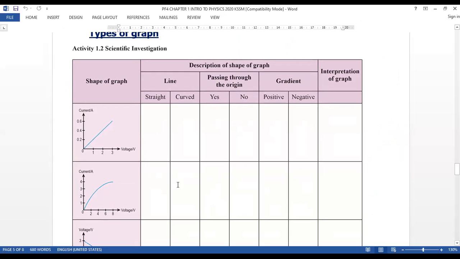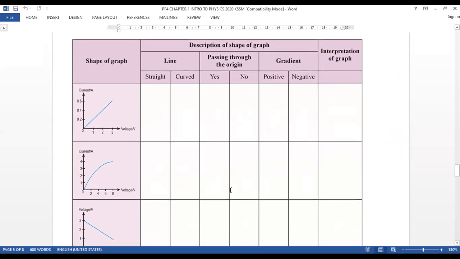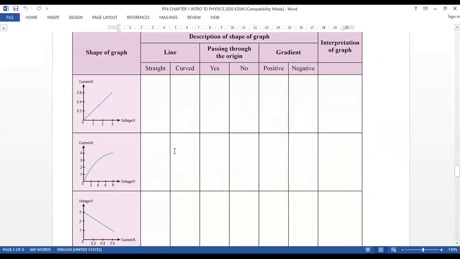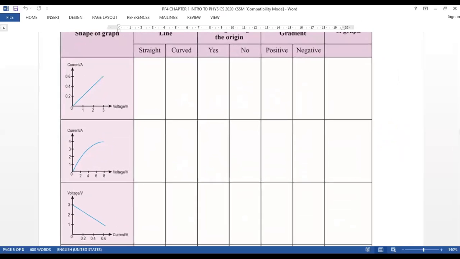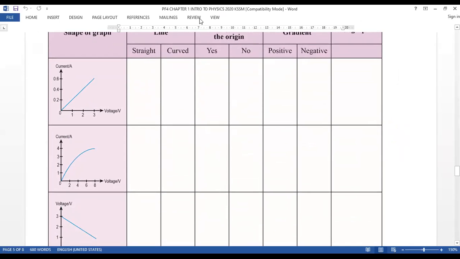Let's go through another example before we call it a day for today. See this graph now. Is it a straight line graph or curved? It's curved actually. Is it passing through the origin? Yes, it is passing through the origin. The gradient is positive or negative? Still positive.